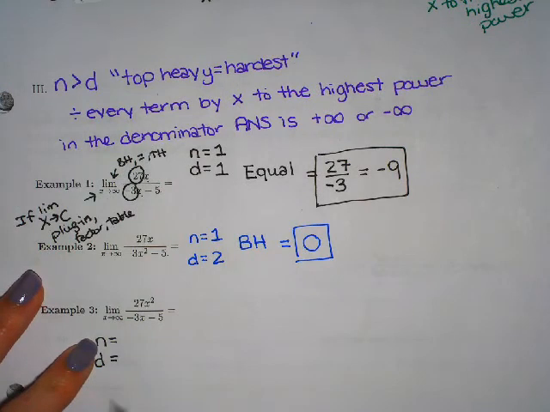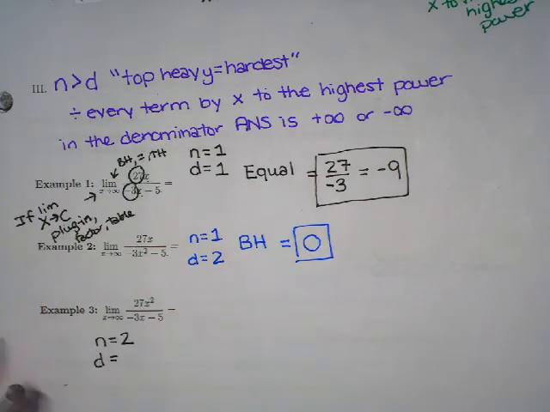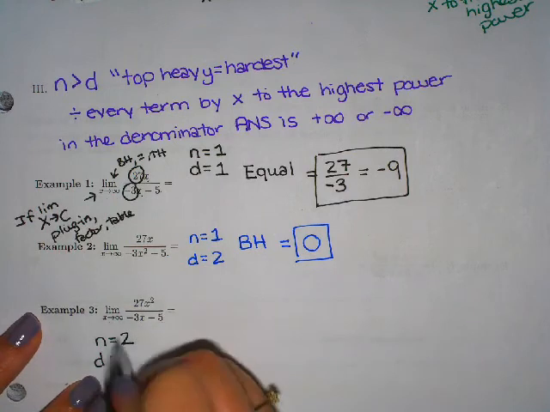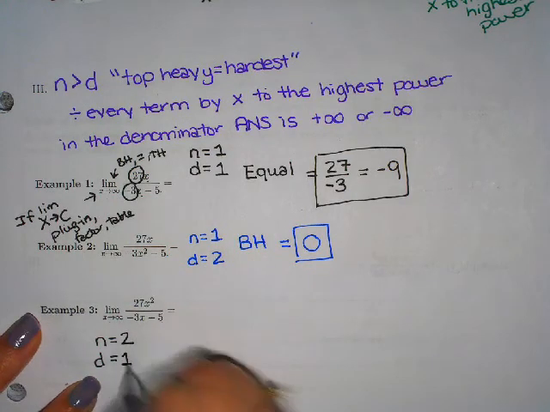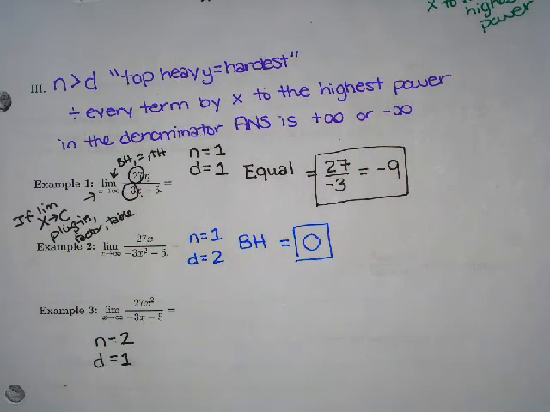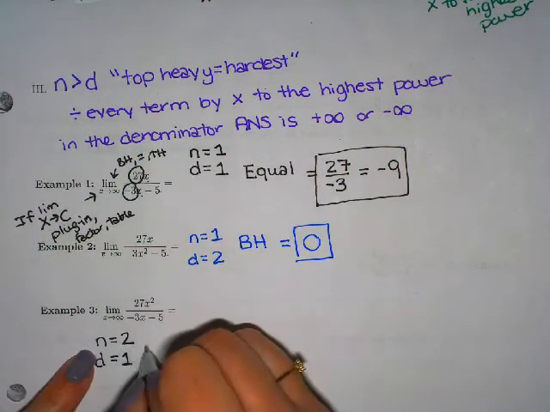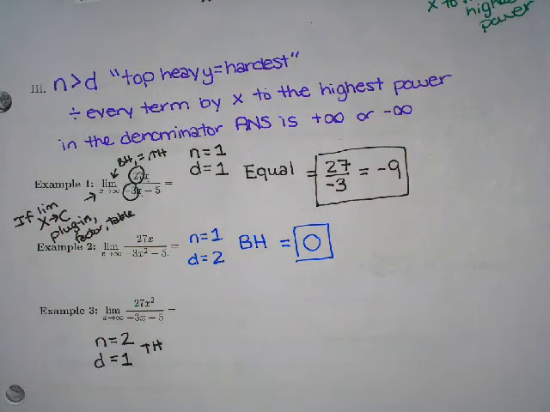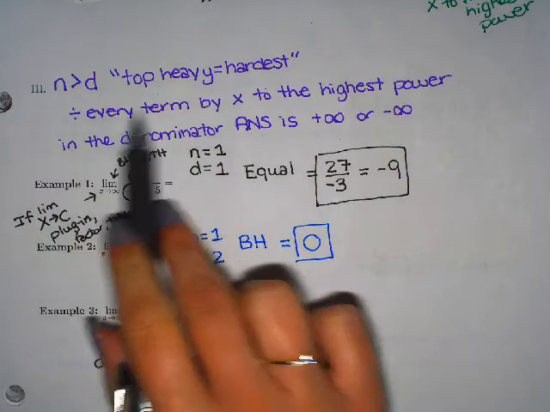So what's the degree of the numerator? 27x squared. The highest power is 2. In the denominator, -3x minus 5. The degree, the highest power in the denominator is just regular x, which means it's to the first. So what case is this? Top heavy. Unfortunately, the degree of the numerator is higher. So this one is the one where we have to do some work on it.